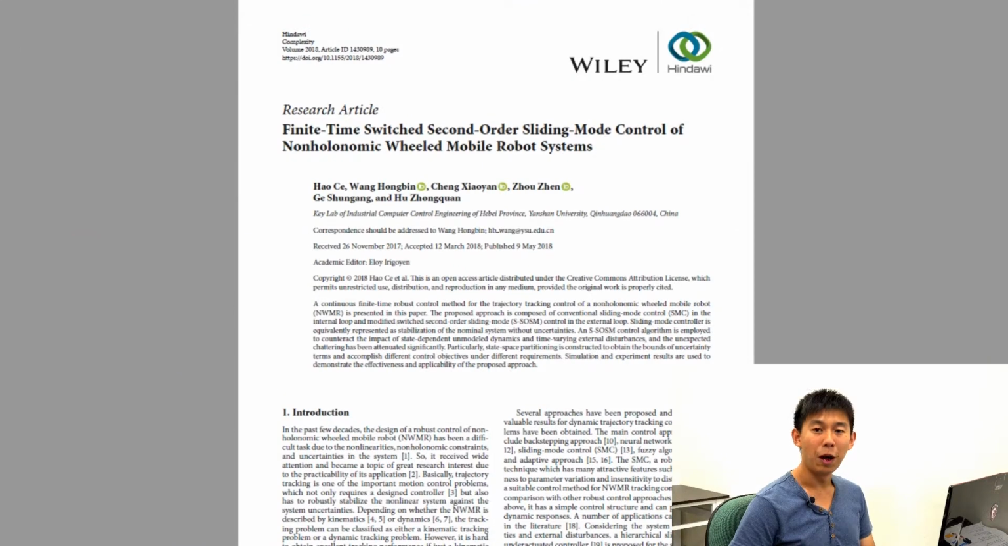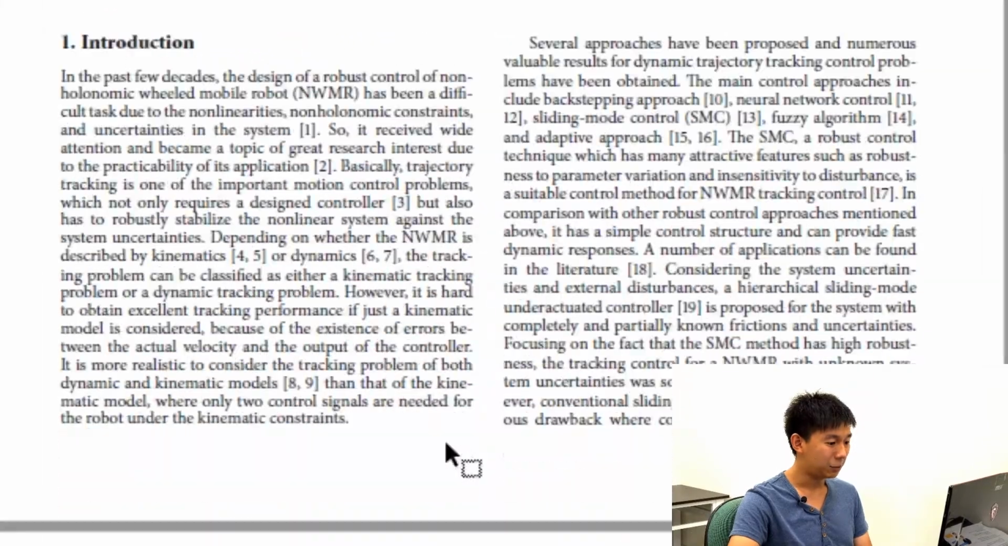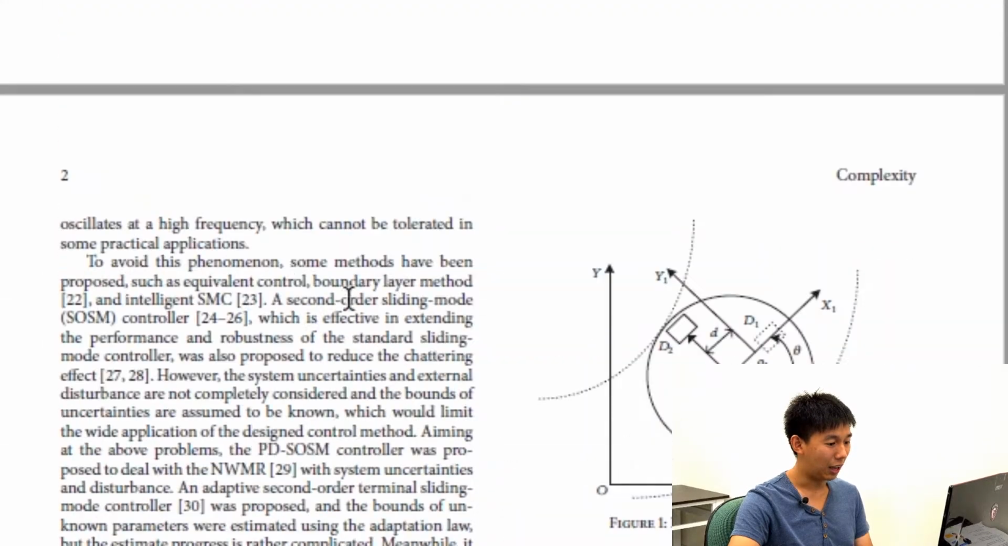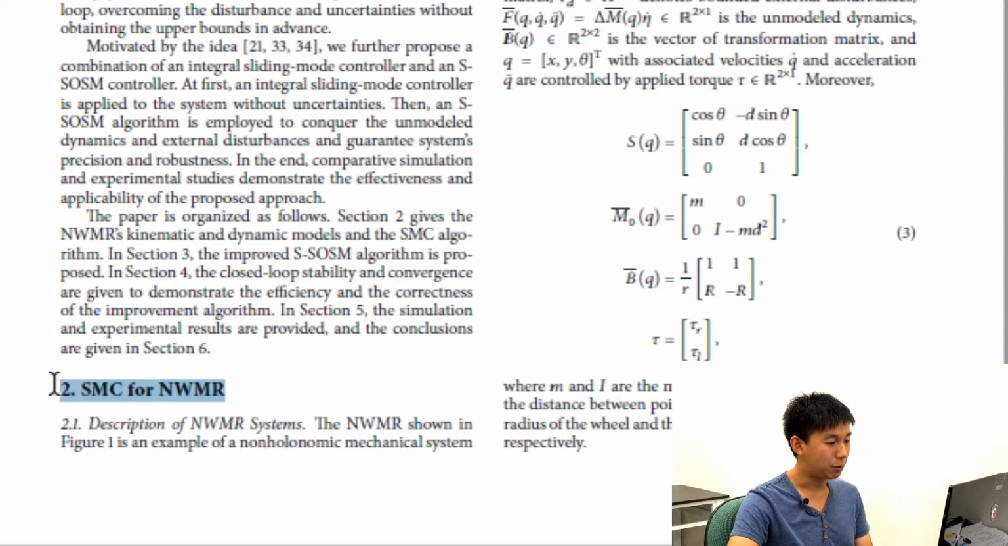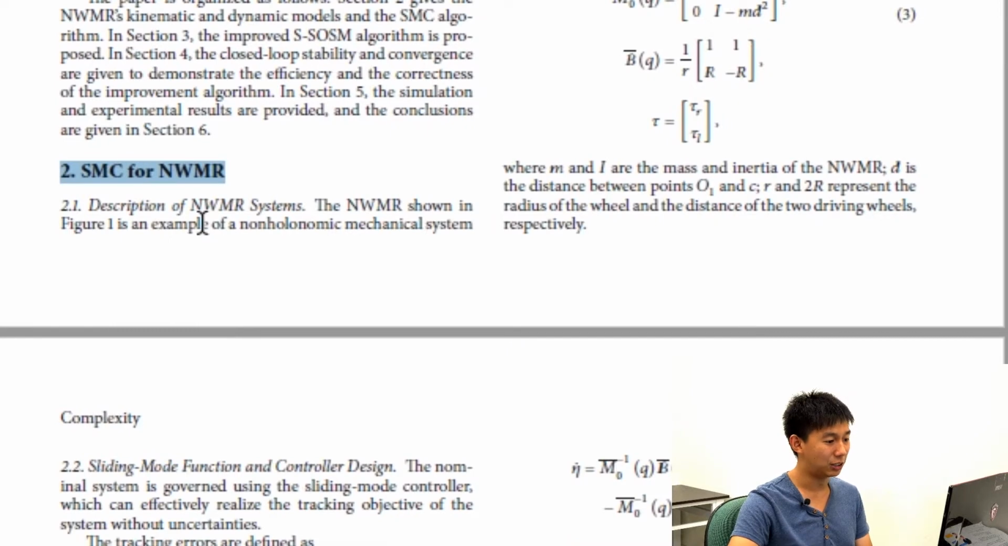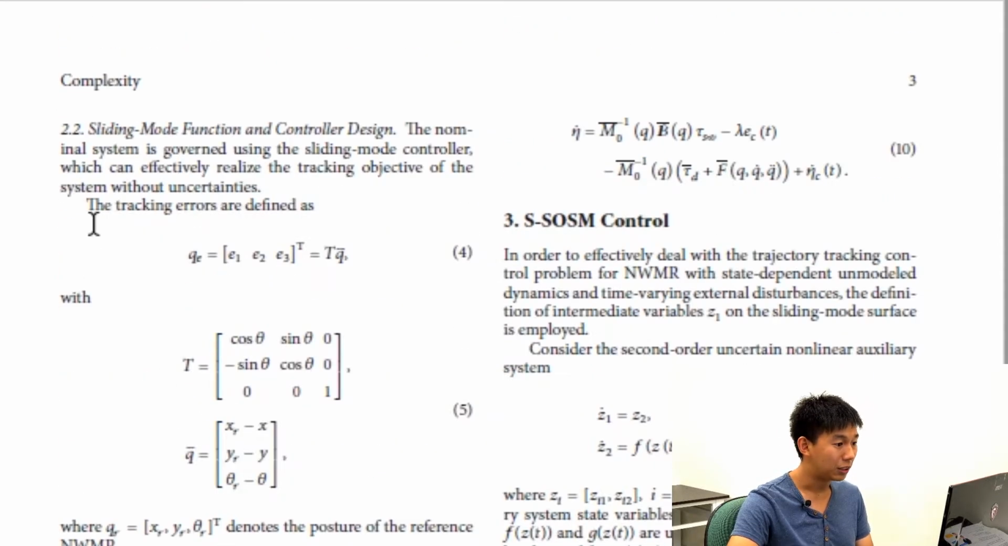Okay, for example, my mechanical engineering research article has 6 sections, and unfortunately my article has no bookmark like Wendy's, so I will go along there. Let's see. The first section is introduction, and the second one is sliding mode control for a non-holonomic wheeled mobile robot. And inside this section, there are two subsections here. The first one is description of the WMR system, and the second one is sliding mode function and controller design.